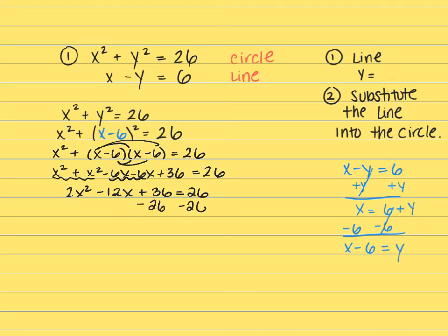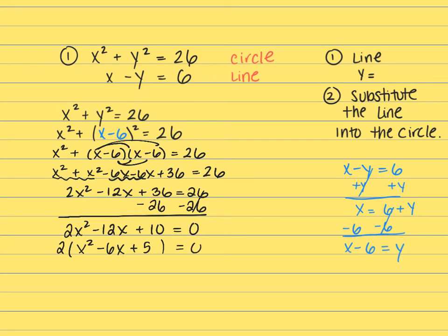So we'll subtract 26 on both sides. And we get 2x squared minus 12x plus 10 equals 0. And then we're just going to factor. I believe I could take a 2 out of everything. So I have x squared minus 6x plus 5. And we can factor this by add multiply. So what adds to negative 6 that multiplies to 5? And you should be saying negative 1 and negative 5 with the 2 in front.